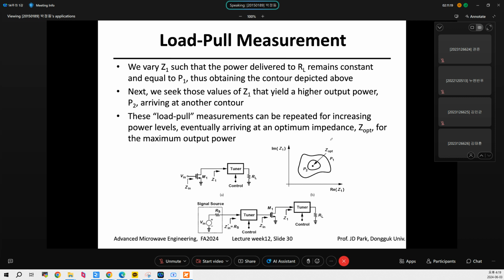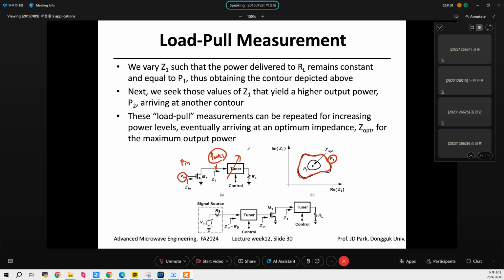The load pull is very simple. We just put a given input power and set this output power as P1 and just tune this tuner, and make this P out constant. So by changing the tuner impedance, we keep the output power the same. We draw, okay? This is good.